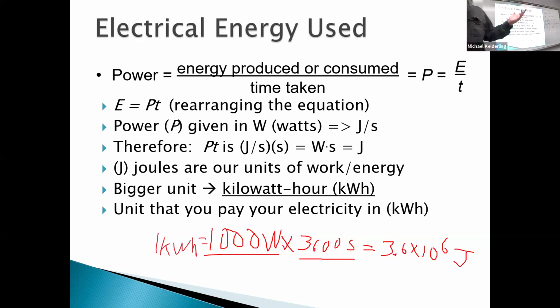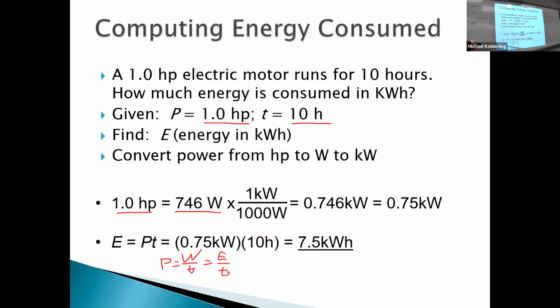So that's kilowatt hour. If we want to figure out how much energy is consumed by some device, well, let's say we have a 1 horsepower electric motor that runs for 10 hours. So we want to figure out how much energy gets used by this in kilowatt hours. Power is 1 horsepower, time is 10 hours. So we want to convert power from horsepower to watts to kilowatts, and then multiply that by the number of hours.